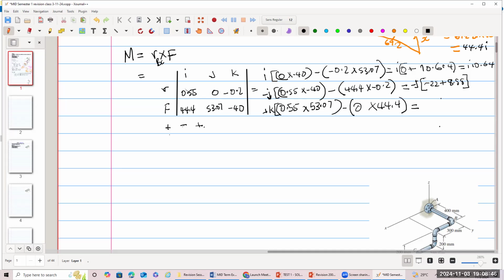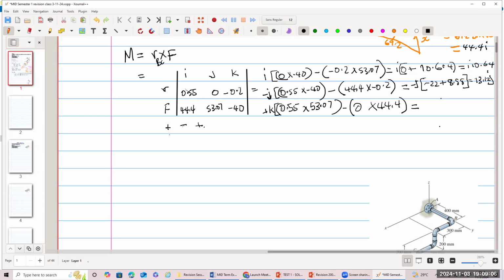Minus and minus give you a plus. I agree with that. So that is a plus. What's the value? 13.12 j, right?